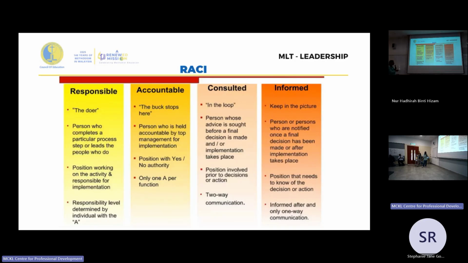So the responsibility level is determined by the individual with the A. That means accountable. In any project, even a small project within your organization, within your school, in order to avoid conflict, you can use RACI. So you need to have a person who is heading the project. That person is accountable. So the buck stops here. The person who will be held accountable by top management for the implementation. So this person has the authority to say yes or no. So who will that person be? Is it the principal or is it you, the project manager? You need to decide. And always remember, for one project you need to have only one accountable person. So whose head will be on the chopping board if anything goes wrong?